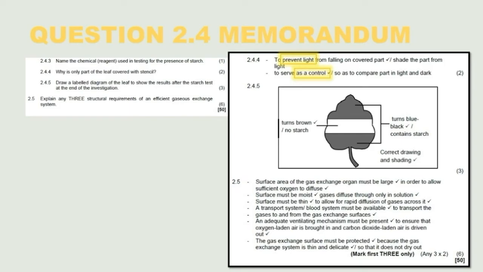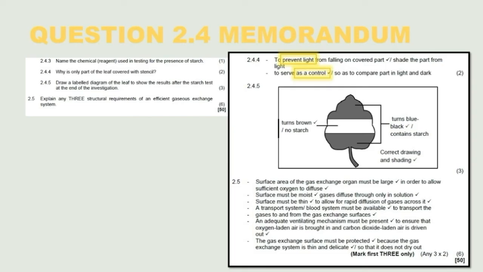Then question 2.4.5, you had to draw a labeled diagram to show the results. So if we look at the diagram, you will see we have a leaf. It does not have to be perfect. The part that was covered with the cardboard box, there will be no color change. It will turn into the brownish color of the iodine solution. So there's no starch. And then the two sections that was not covered turned blue-black, which contains starch. So then you get 1 mark for stating which part changes color and which part does not, and then also for the correct diagram and shading.